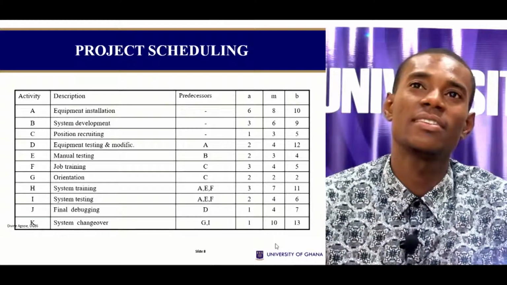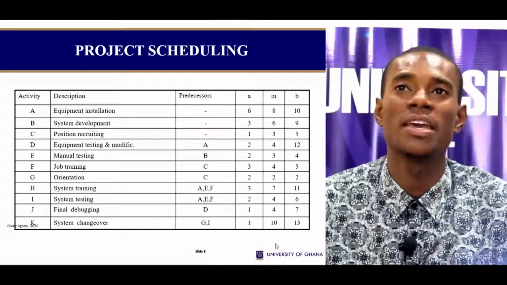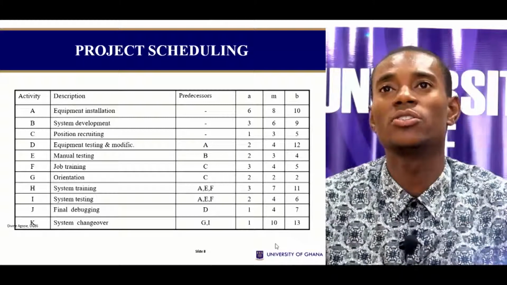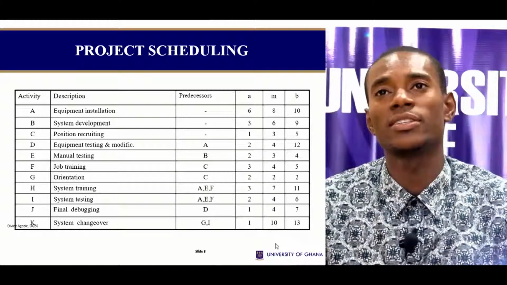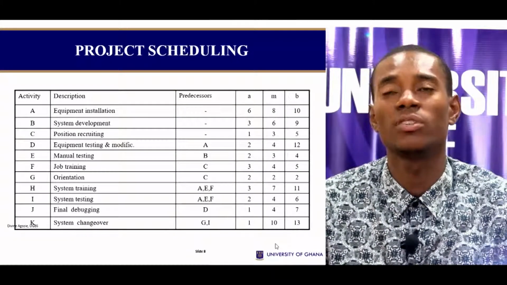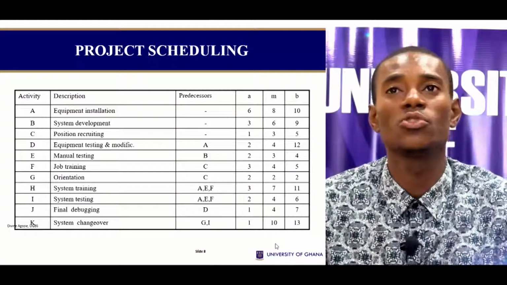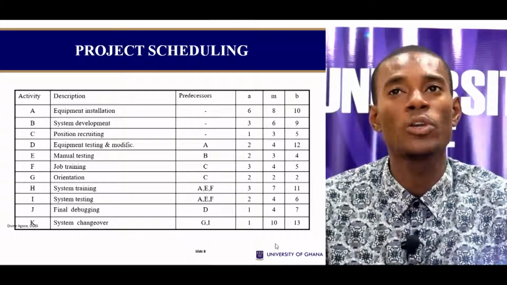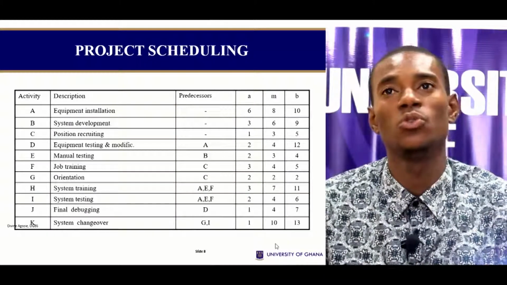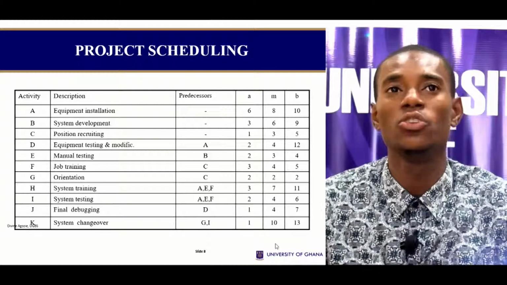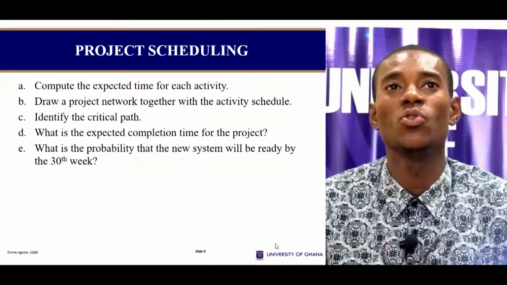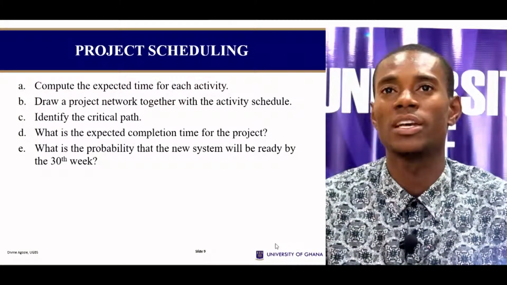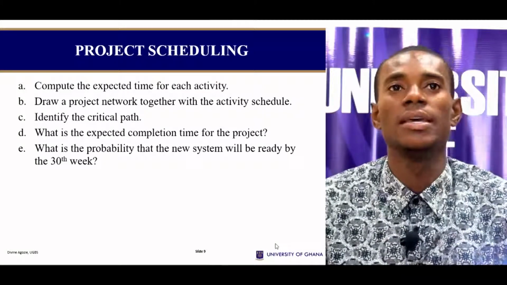As the heading states for the durations, you have A, M, and B. The formula is A plus 4M plus B, all over 6. So for activity A, you do 6 plus 4 times 8 plus 10, all divided by 6, and that will give you your expected time for activity A. You do the same for activity B, and you go in that order. So let's take some time and just compute the expected time for each activity, and then we'll get back.